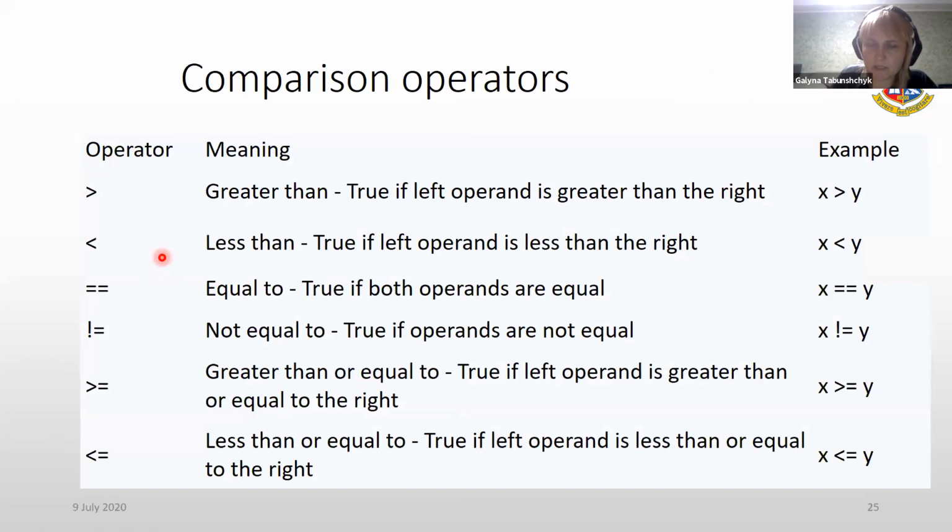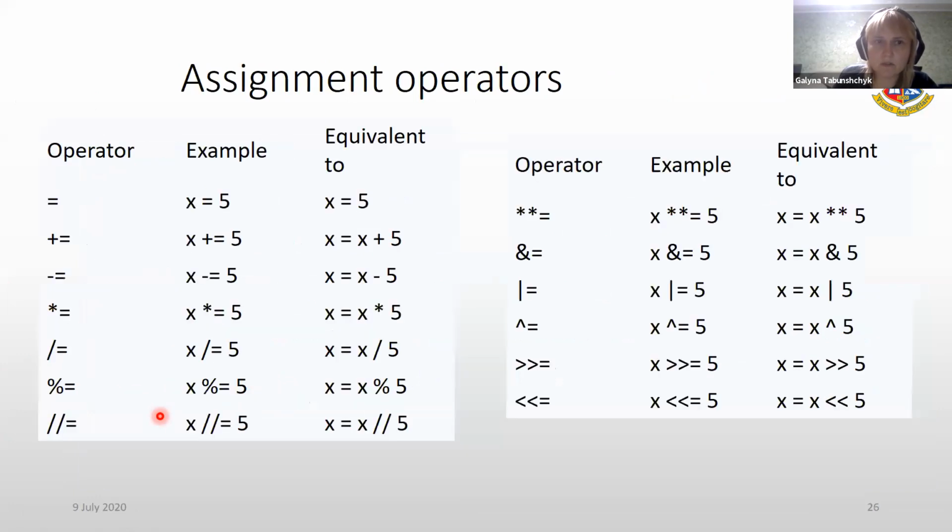27% already have experience in another language. You can see that comparison operations are the same as in other programming languages: greater than, less than, equal to. For those who are working with C++, you can see that assignment operations, which allow you to assign some value to a variable, are mostly the same as in C++.